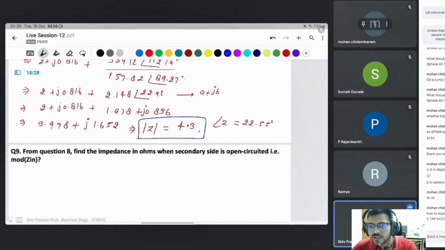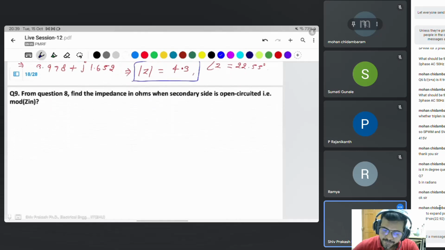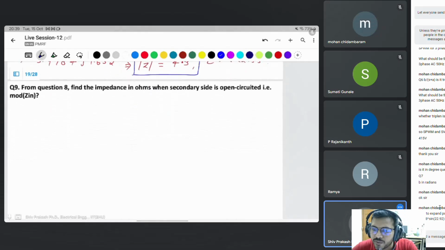Something is asked like that: how to expand the polar form? It is like 2.148 into cos 22.92 angle. You put the value of the cos of the angle, then you find the numeric value. Then you simply multiply by 2.148. Then it will again be 2 plus j.